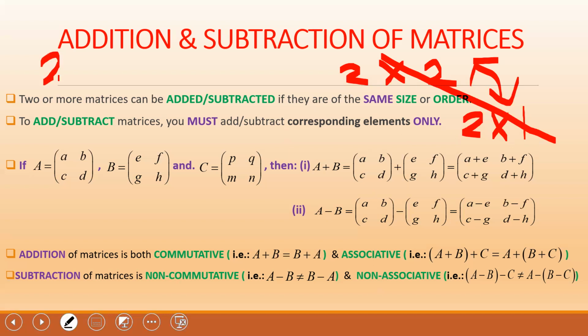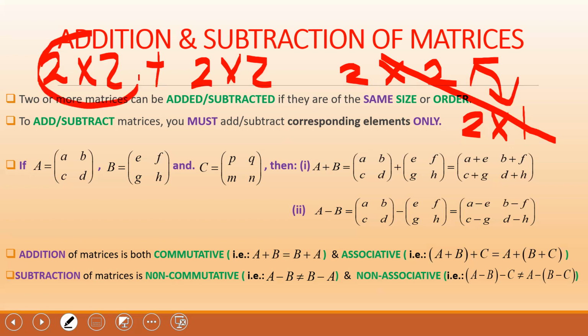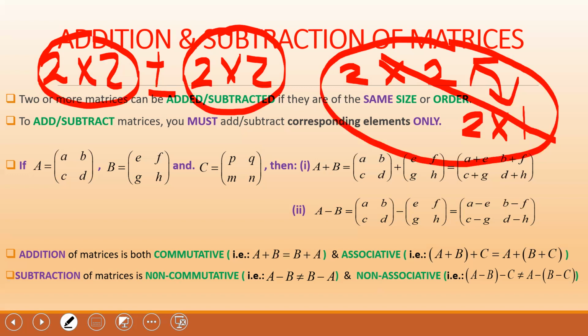This cannot work. I cannot add these two because they are of two different sizes. One is a 2 by 2 and one is a 2 by 1. However, I can add or subtract a 2 by 2 plus another 2 by 2 matrix. So these two matrices here are of the same size or order, so I can add or subtract them. Okay, guys, that is the key. These over here, a 2 by 2 and a 2 by 1, we cannot add them, right? Because they are of two different sizes. And as a result, we cannot add or subtract two matrices that are of different sizes or order.